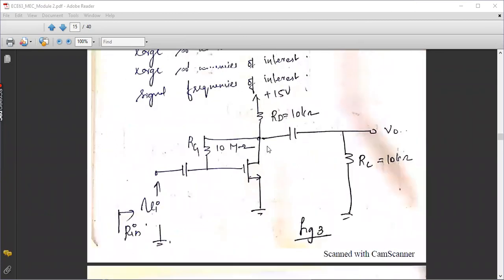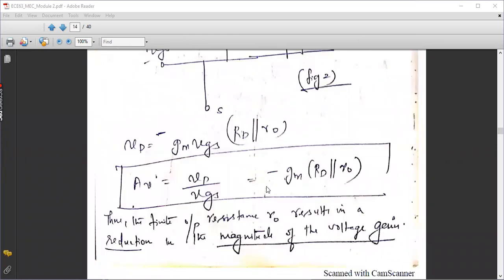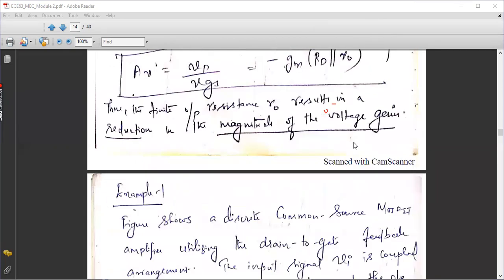Already we know the expression for voltage gain. From the previous discussion, this was the equation for our voltage gain: minus gm into RD parallel R0. Clear? So we can find AV only if we find R0. You know the expression for R0. R0 is VA by ID, the early voltage VA divided by the drain current ID, which is DC in fact. So we have to find this DC current. In order to find this AC voltage gain, we have to find the value of R0. To find R0, we have to find ID. So let us find ID first.